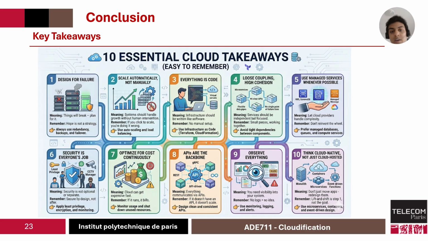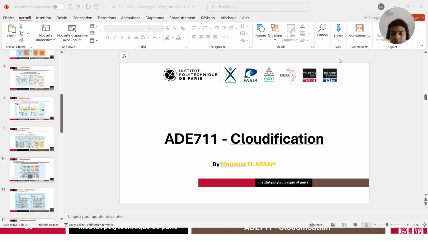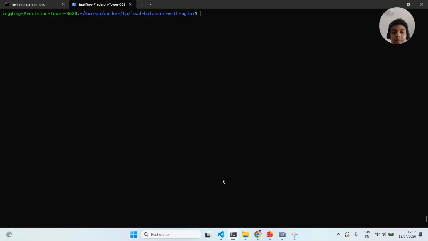And this is the end of the presentation. I would like to just present a quick example of what a container can look like. So I have in my directory Docker Compose, Nginx load balancer, and a web application.